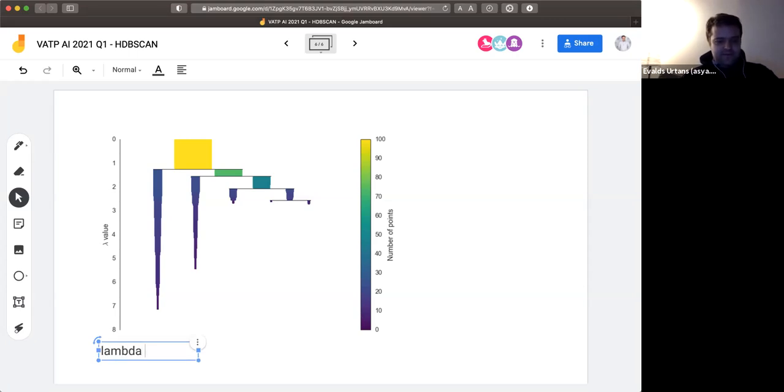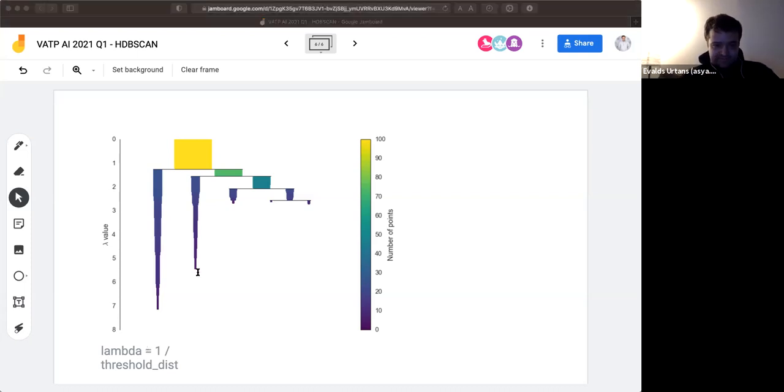So the lambda is 1 divided by threshold distance. The threshold distance is any distance using that metric that we talked about in the very beginning. This is again not the Euclidean metric, but an arbitrary metric that determines at which point we start clustering something together and consider it a new cluster or the previous cluster.